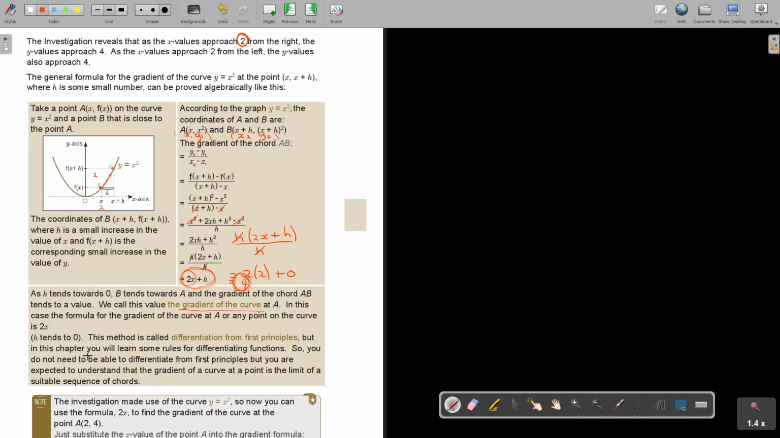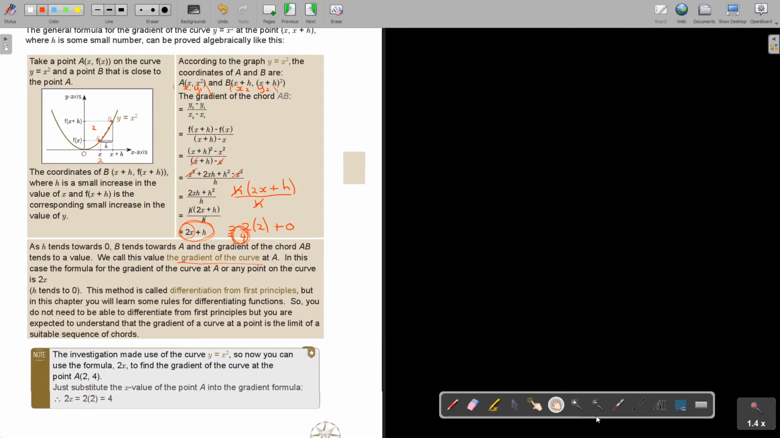But in this chapter, you will learn some rules for differentiating functions. So we will not do it on first principles. It's also not in the syllabus, but it's just nice if you understand it if you go further in mathematics. So you do not need to be able to differentiate from first principles, but you are expected to understand that the gradient of a curve at a point is the limit of a suitable sequence of chords. So you must just understand that principle.